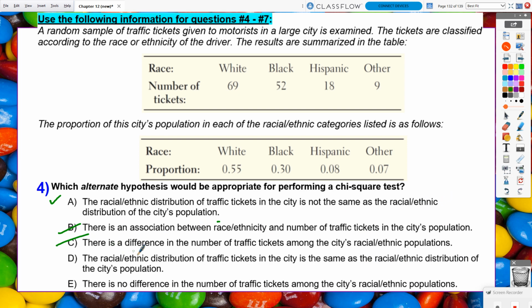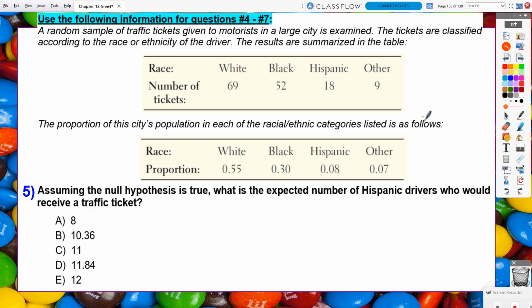D, the racial/ethnic distribution of traffic tickets in the city is the same as the racial/ethnic distribution of the city's population. This sounds like the null hypothesis for a chi-square goodness of fit problem, but again, we are looking for the alternate. So it's not D. And then E, there is no difference. That sounds a lot like a chi-square test of homogeneity, which again, we're not looking for a difference. So I would say it is true. The correct answer is A.